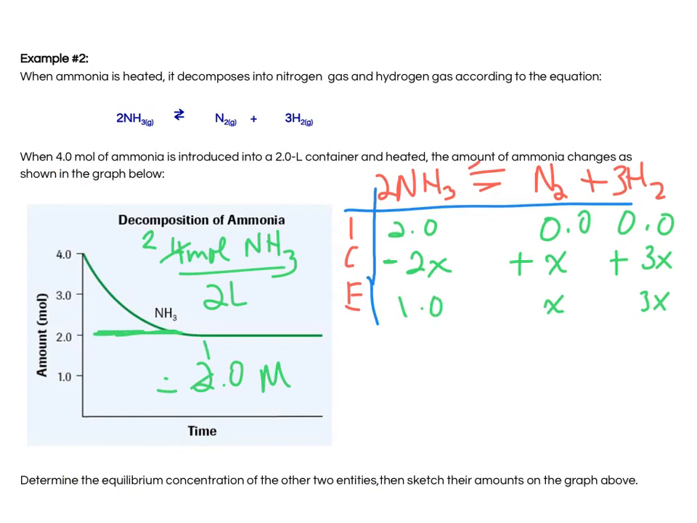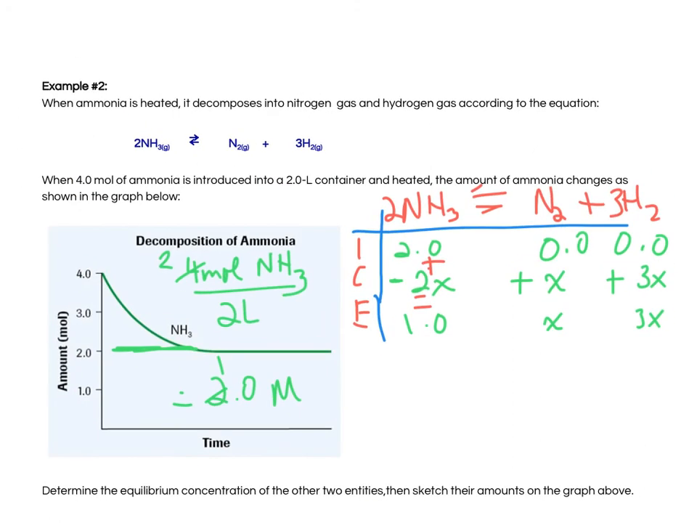All right, so in order to solve an equation, I need to have only one unknown. And so I know that in this circumstance, I can solve for x because, remember, that 2 plus negative 2x has to equal 1, right? My initial plus my change has to equal my equilibrium concentration. So that's an equation that I can solve. Let me pull that out.